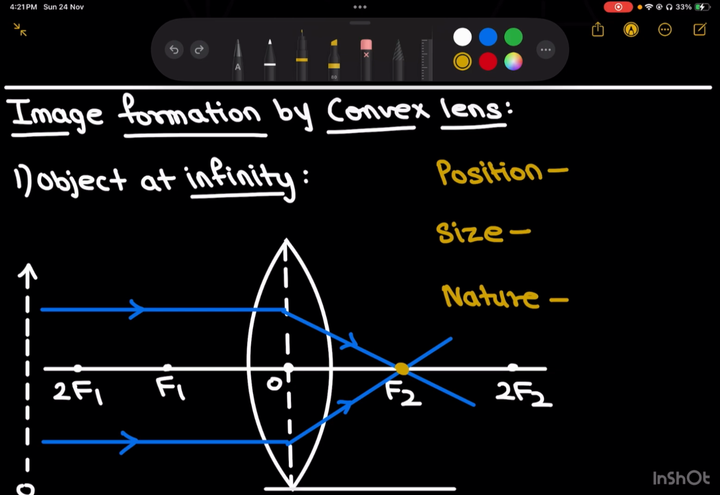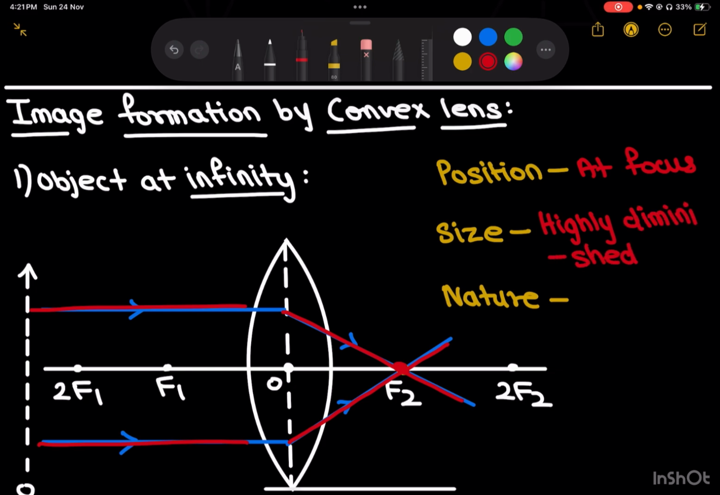So we know that from infinity, parallel rays arrive. So there are 2 parallel rays I have drawn. Parallel to the principal axis, they will converge at the focus. Hence, the position of the image is at focus. The size of the image is highly diminished or point sized, whichever. And the nature is real and inverted. So you see, it is similar to concave mirror, right? Not the same, because here the image is forming on the other side of the lens. Obviously, it's transparent. Okay, moving on.